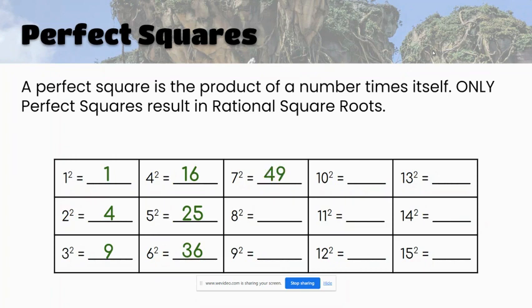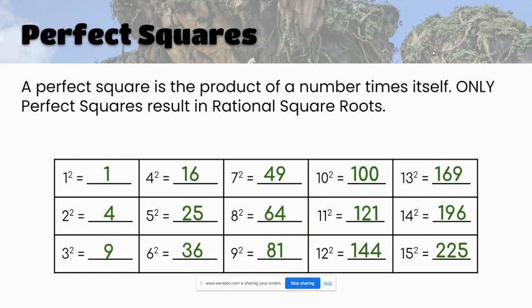8 squared, 8 times 8 is 64. 9 squared, 9 times 9 is 81. 10 squared, 10 times 10 is 100. 11 squared, 11 times 11 is 121. 12 squared is 12 times 12, which is 144. 13 squared is 169. 14 squared, 14 times 14 is 196. And 15 squared, 15 times 15 is 225.